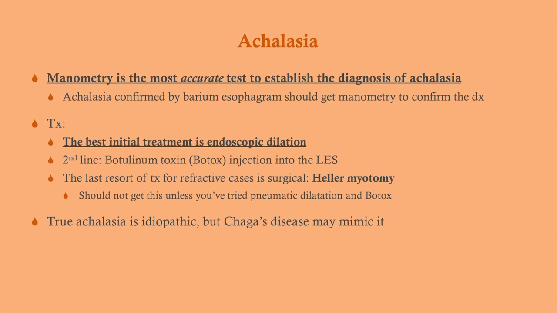Manometry is the most accurate test to establish the diagnosis of achalasia. You can often presume it based on the esophagram, but you need to do manometry to formally diagnose it. The treatment is endoscopic dilation, and that will typically be enough. However, if that's not enough, what you can then do is Botox injection, and that will basically paralyze the sphincter and kind of simulate a reflux. I mean, you're weakening the sphincter, and so it'll make it easier for food to go down.